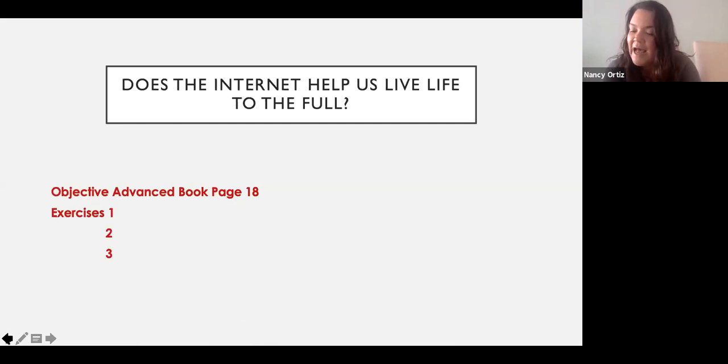First, we're going to read the article and decide how the internet helps us live life to the full and how it prevents us. Then we're going to do a complete the gap activity. And then we have some discussion questions, okay? So first, we're going to read it together, okay? When you have a space, you don't read anything there, don't complete it, because that's an individual activity, okay?